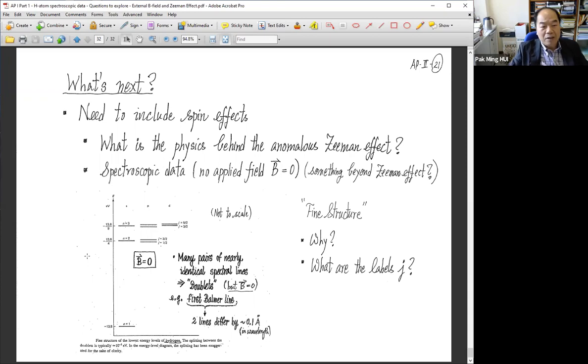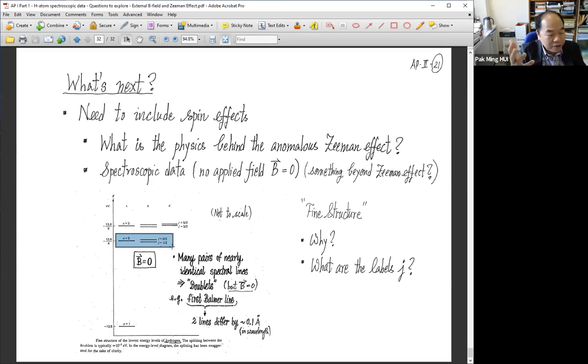So what's next? We are done with the normal Zeeman effect. It is observed in some, but not in many atoms. Then what's next? We still have this fine structure that we want to explain. Then the anomalous Zeeman effect is still a puzzle to us. It seems to be the case that we ought to include spin in our consideration. And that is the next section.